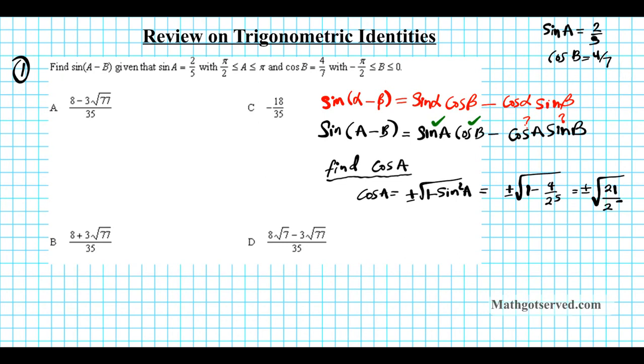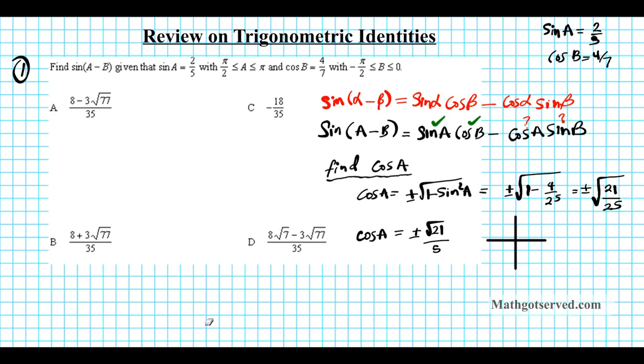over 25. Okay, because 25 minus 4 is 21. And then we can simplify that further into plus or minus root 21 in the numerator over 5. Now, is this plus or minus for cosine? Well, we need to consider the interval that this angle resides in, the quadrant, sorry. So A is between pi over 2 and pi. Let's determine what that is with a sketch using our quadrants.